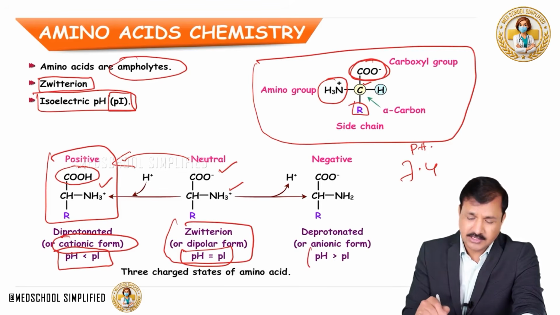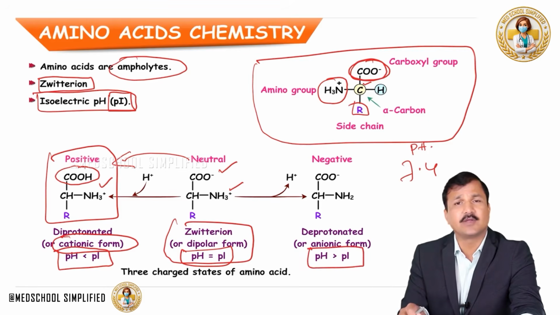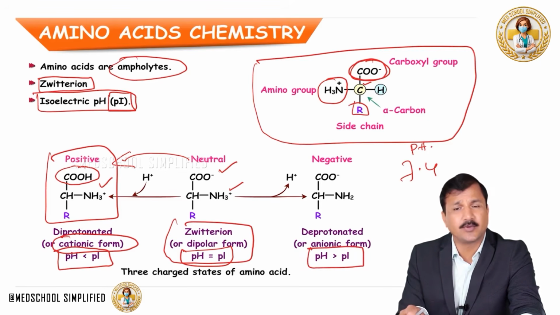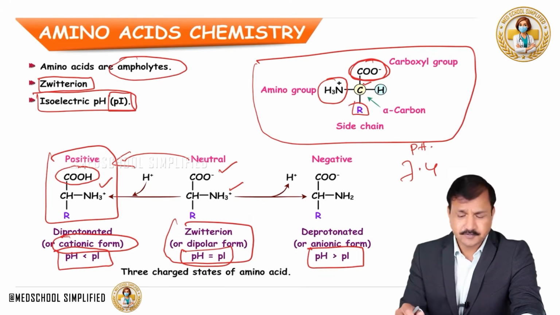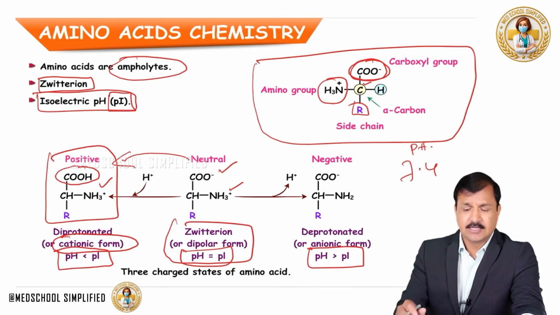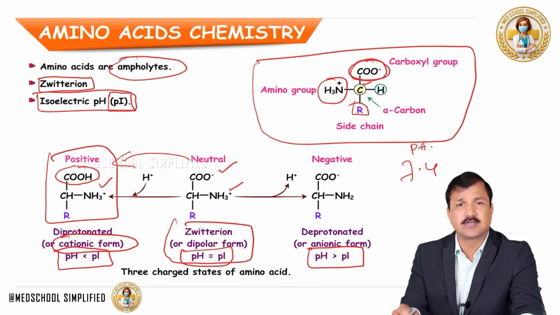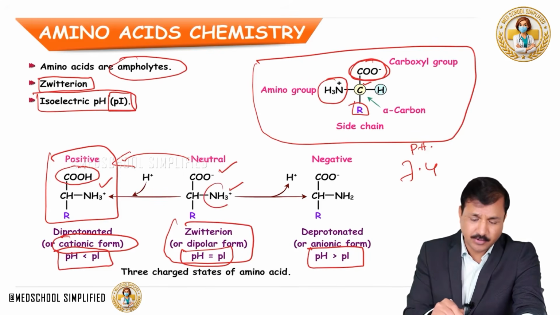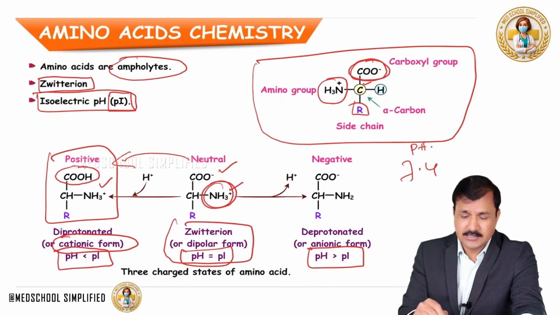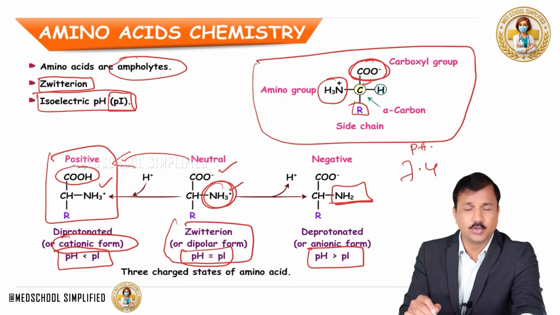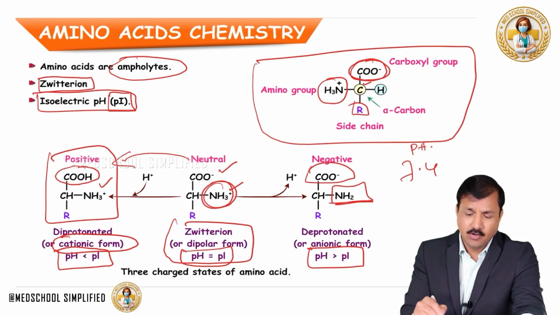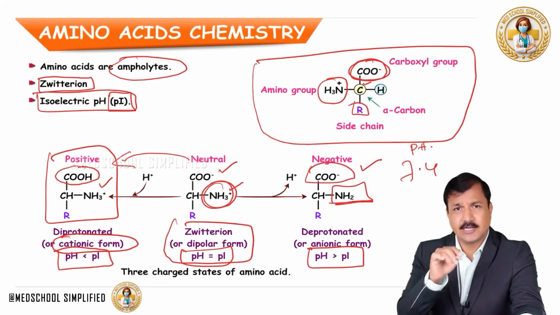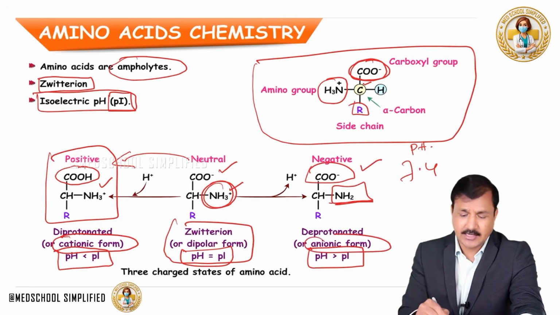Whenever pH is more than PI, whenever pH is more than the isoelectric point, what happens? pH more means less hydrogen ion concentration. That means there will be more deprotonation of molecules. That means this NH3 plus is deprotonated into NH2, and the carboxyl group is already deprotonated. So overall it has a net negative charge, one negative charge, so that is an anionic form.